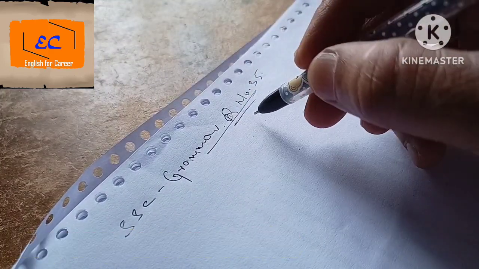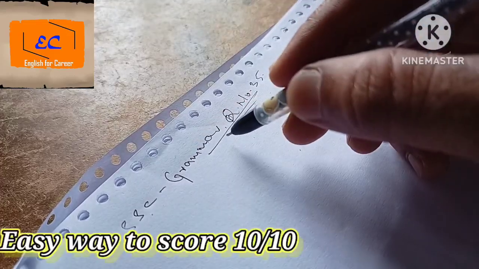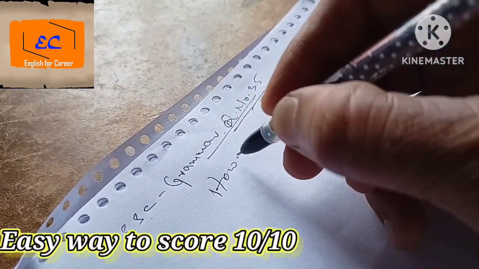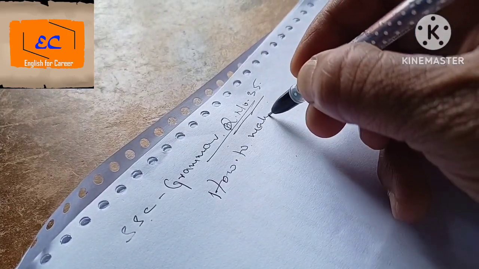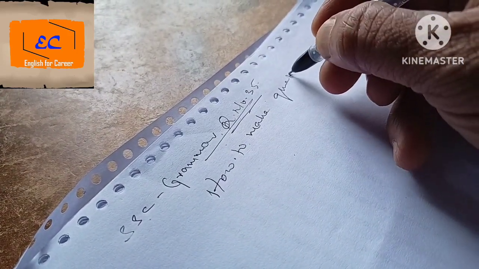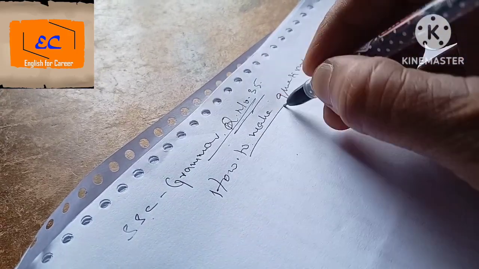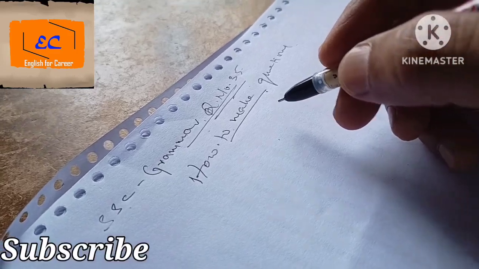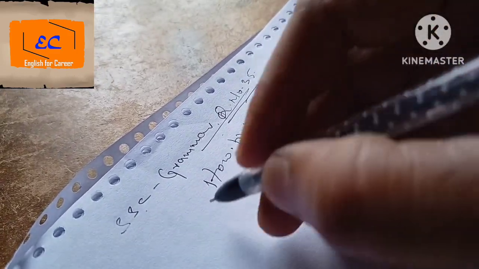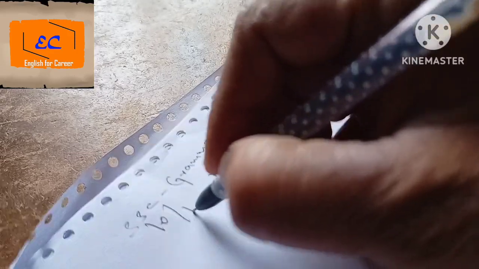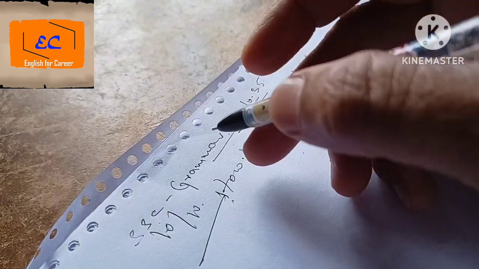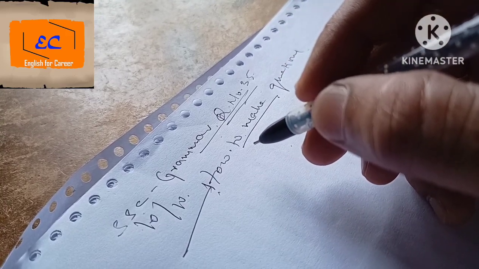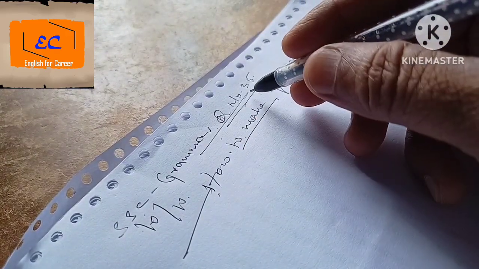So today we are going to discuss SSC grammar question number 35, how to make questions, which most people find difficult. So let me give you an easy way to answer this question and score 10 out of 10. So how is it possible? Just listen to the class, you will understand the easy way to score 10 out of 10 for question number 35.